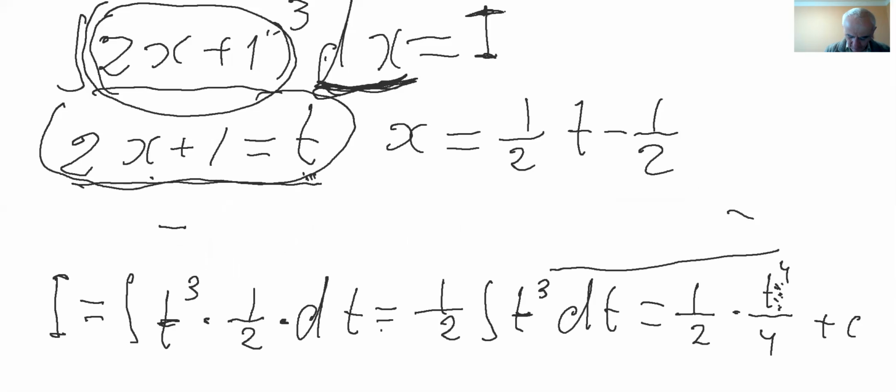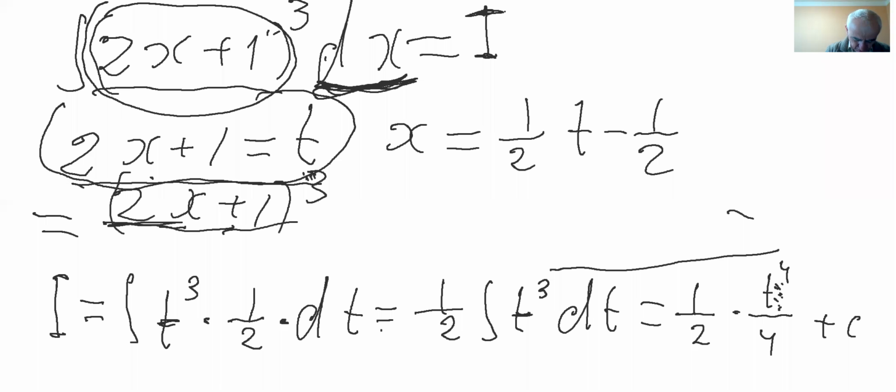Let's erase one row and continue it. It equals (2x plus 1) to the power 4 over 8 plus c. Power 3 or 4? Oh, sorry, 4. Thank you.